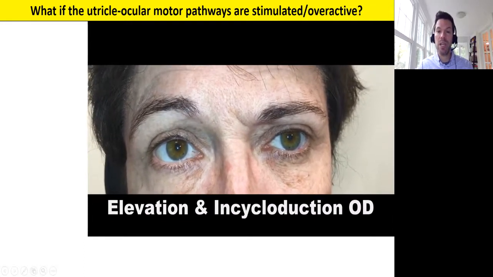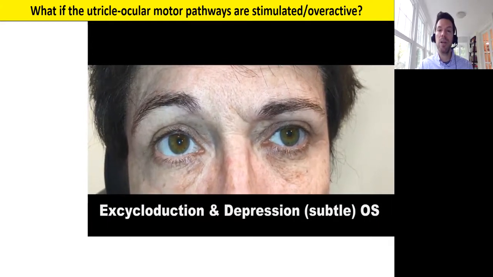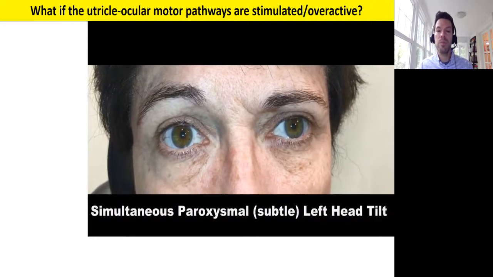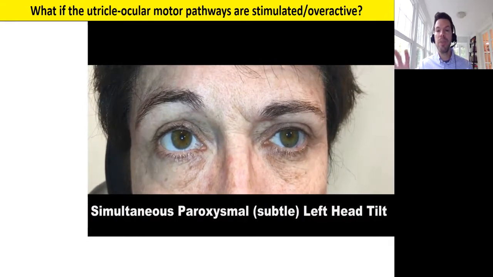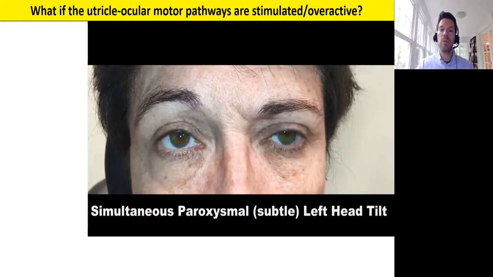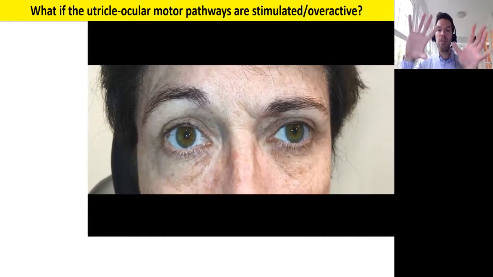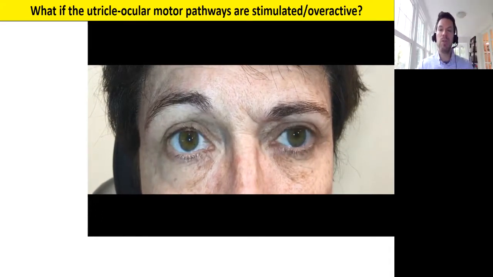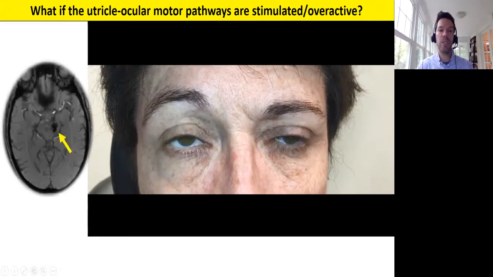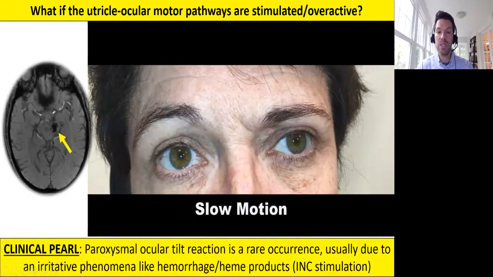This is a rare case of something called paroxysmal ocular tilt reaction, where with some rhythmicity, the head is going to tilt to the left a little bit, the right eye goes up, the left eye comes down just a little bit, and both eyes counter-roll in the same direction. This is almost always due to an irritative lesion involving the INC, the interstitial nucleus of Cajal.